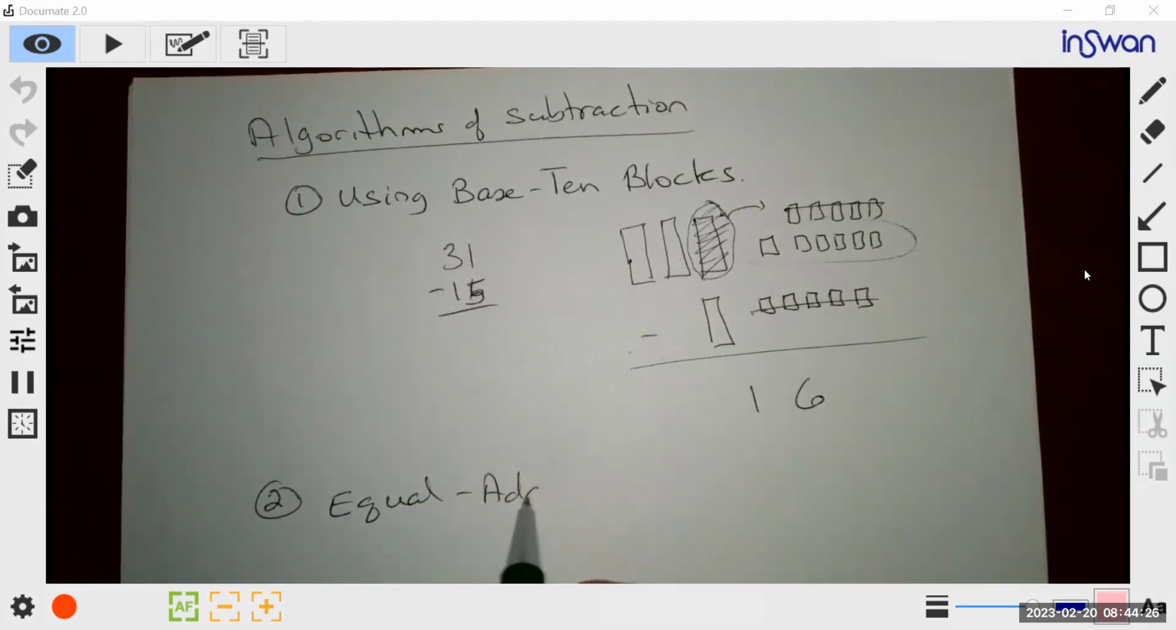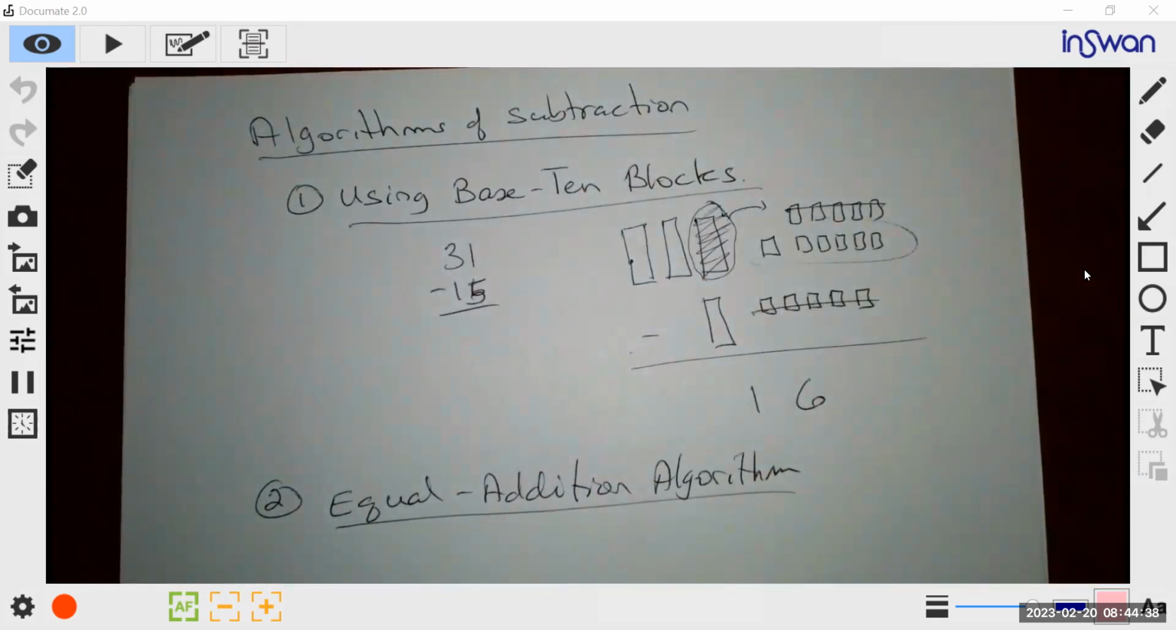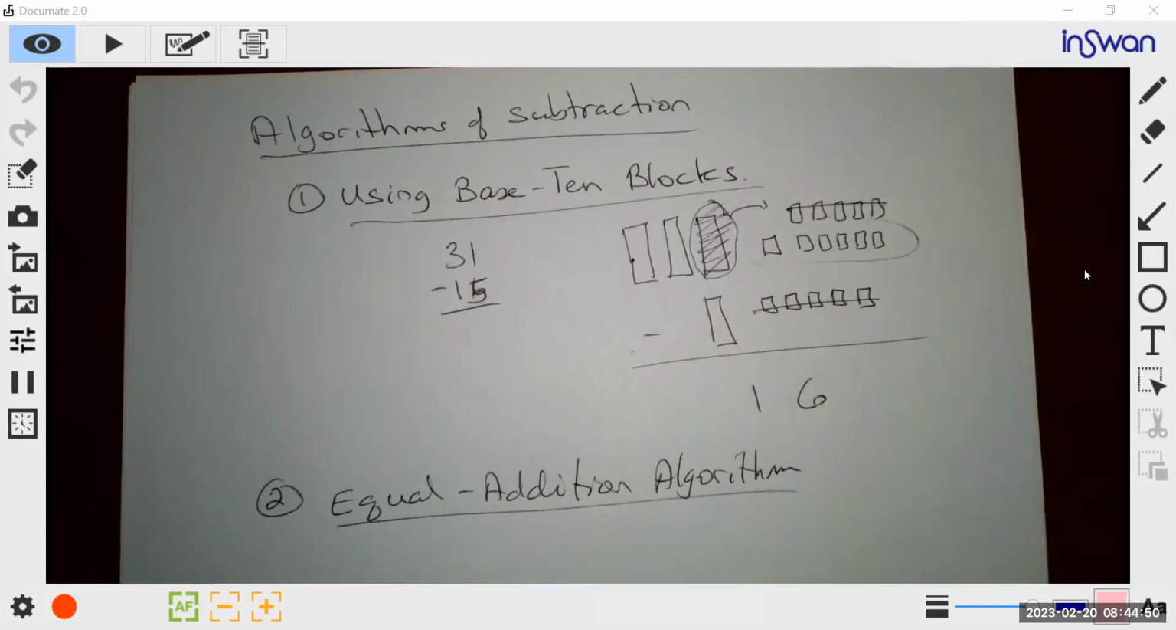The equal addition algorithm. We've talked about that. What do you think the equal addition algorithm is all about? Taking the numbers you have and changing both of them the same amount to make them easier. For example, let's look at 37 minus 15.